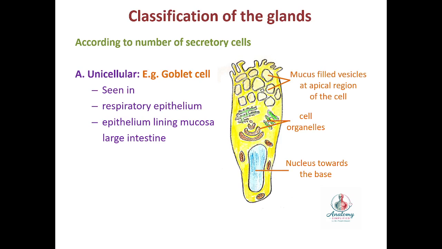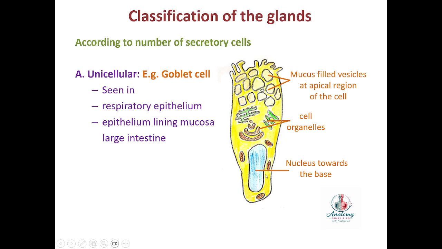According to number of secretory units, the first is the unicellular gland. An example is the goblet cell. These goblet cells are seen in the respiratory epithelium and the epithelium lining the mucosa of the large intestine. This is the electron microscopic structure of a goblet cell. This cell looks like a goblet with the lower part narrow and the upper part bigger.